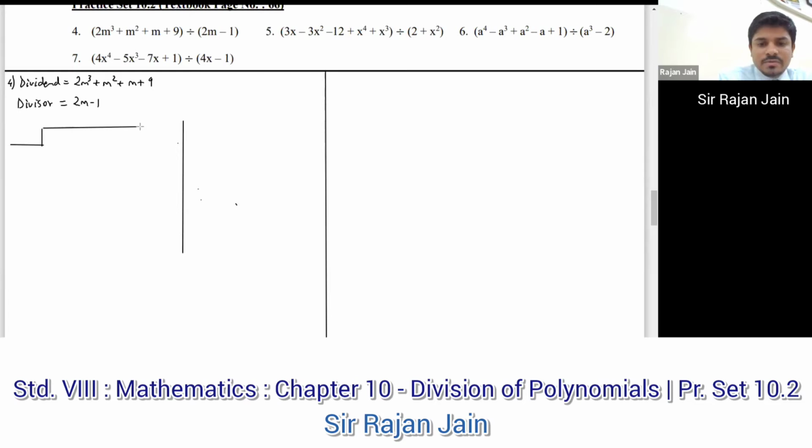Chalo, let's start with the division now. First of all I will write 2m cube plus m square plus m plus 9, and on the other side I will write 2m minus 1. So check your first step.